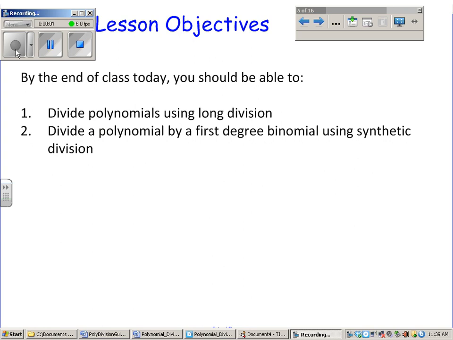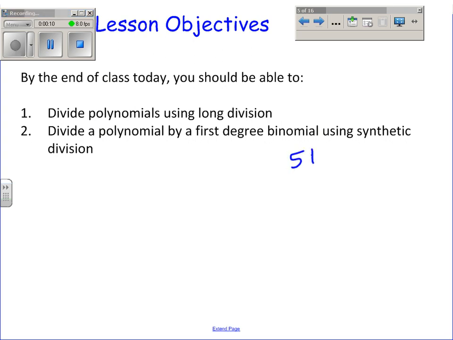Okay, so again, we're going to be talking about dividing polynomials, so we need to think about what we know about division from elementary school. For example, if I'm doing 541 divided by 4, I set that up. 4 is my divisor, 541 is my dividend.